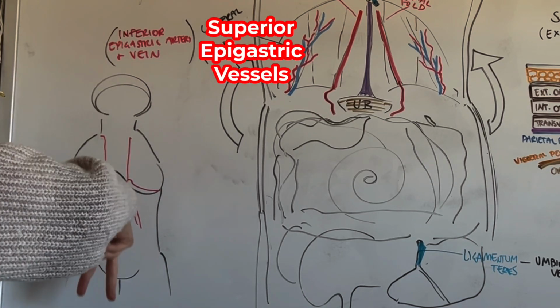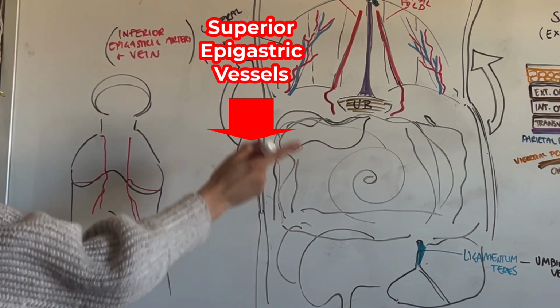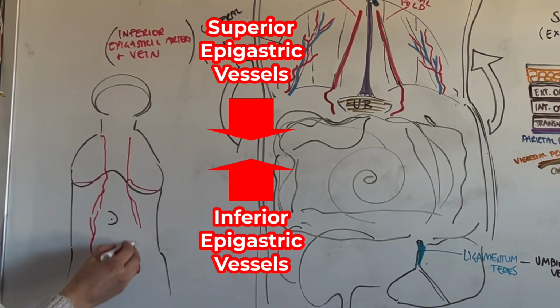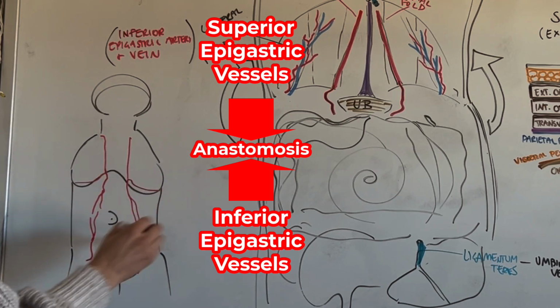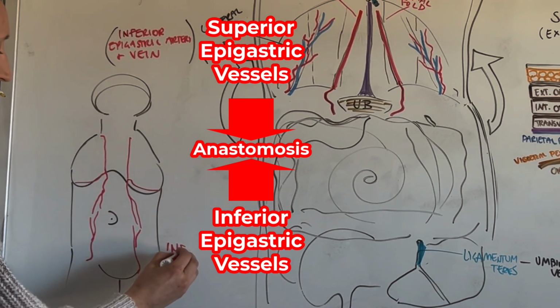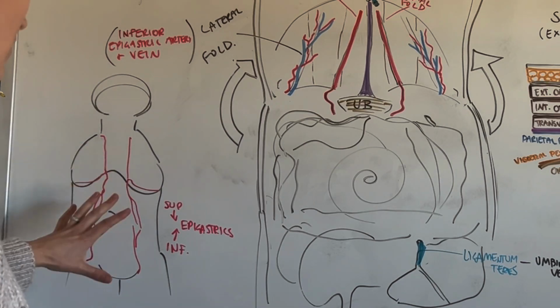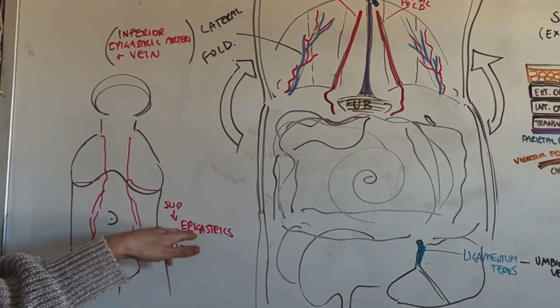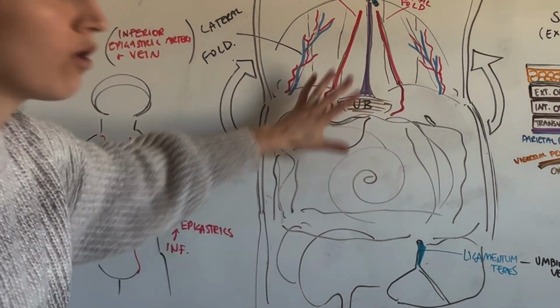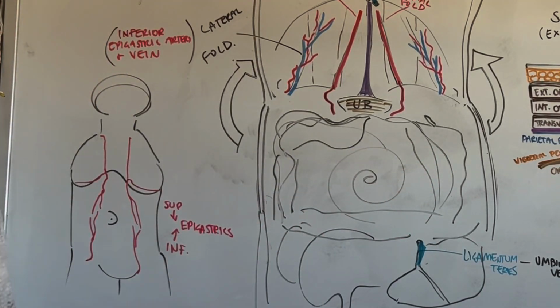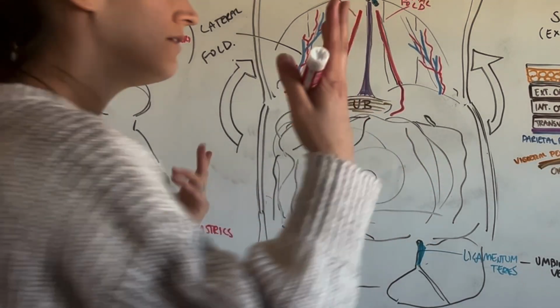So superior epigastrics come down. This is our inferior epigastrics coming up to meet with and anastomose with our superior epigastrics. So here's inferior and superior epigastrics, and those are going to anastomose together. Epi means above, gastrics referring to all of your GI organs. Above the GI organs. Gastric really refers to the stomach, but whatever.